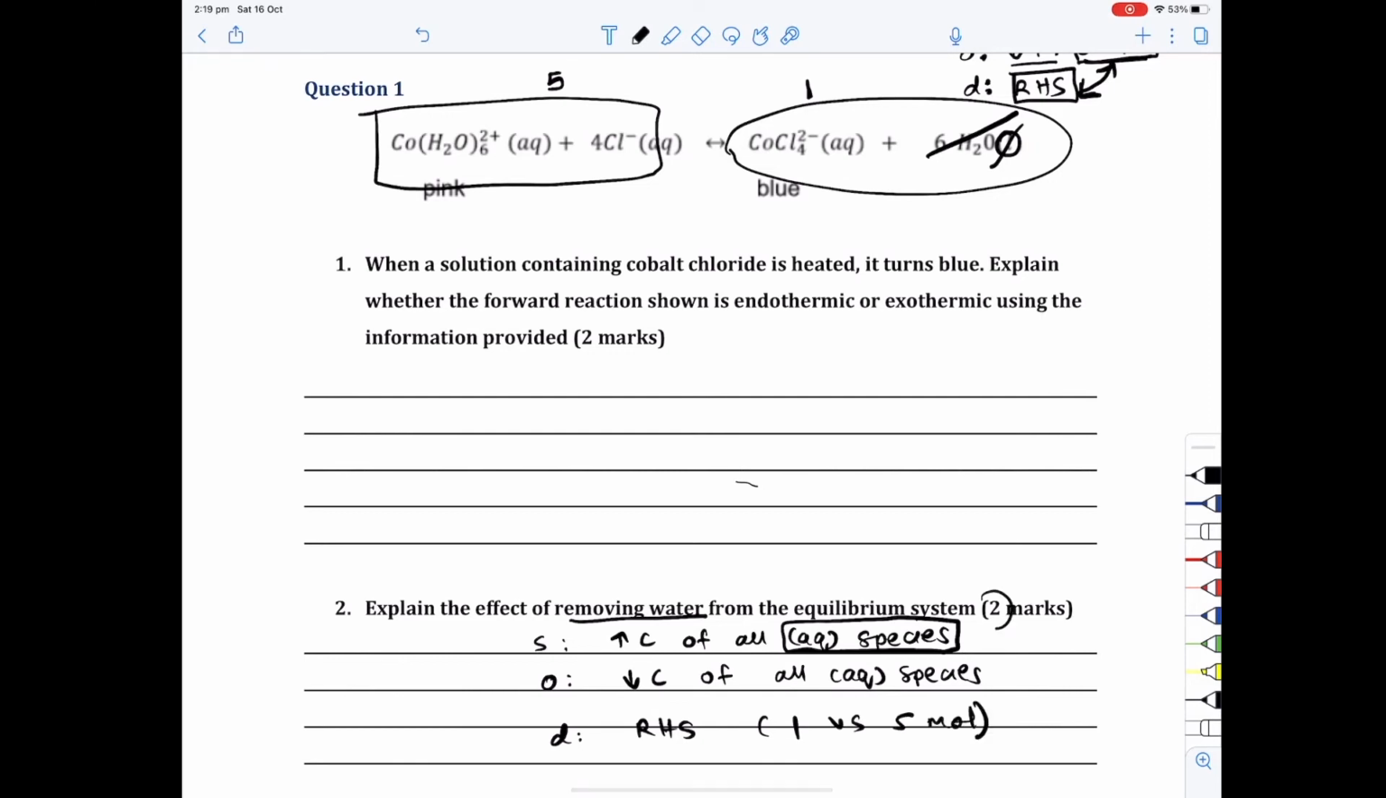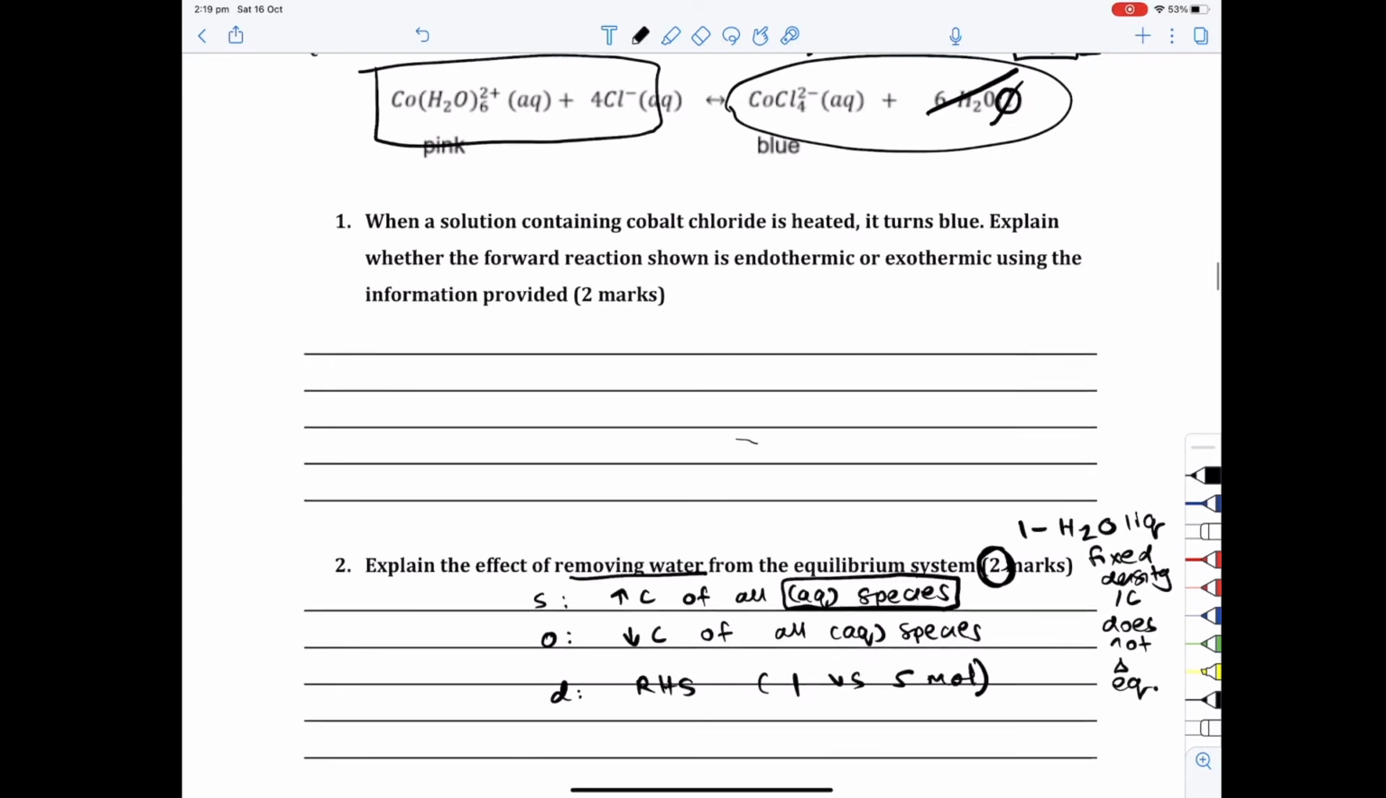Now, this question would actually be around 3 marks, because do you all agree you had to first, you'd probably get 1 mark for identifying that water is fixed concentration because it's a liquid. So that would be 1 free mark if you pick that up. Water is a liquid, it's got a fixed concentration and does not change equilibrium. Now, my question to all of you is, how are you going to write this on paper?